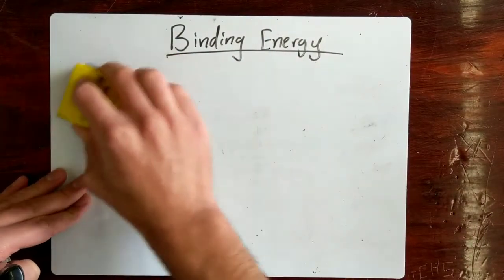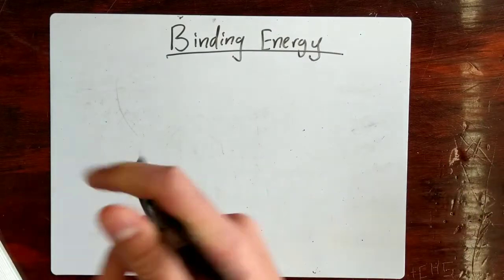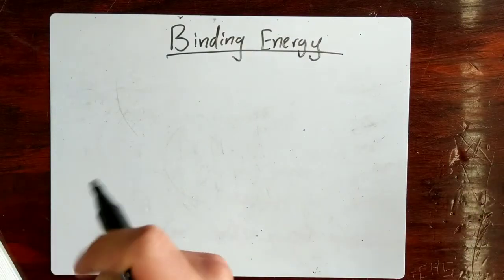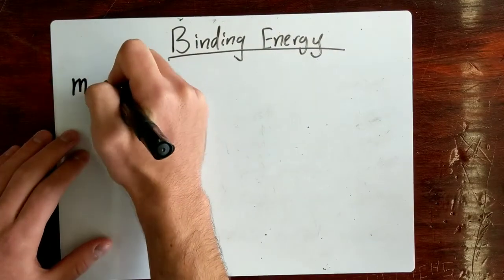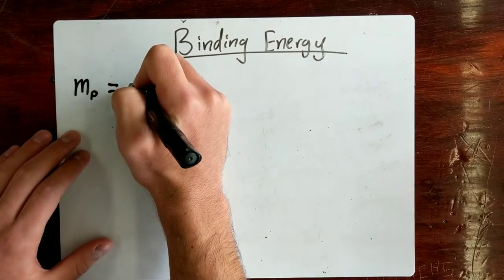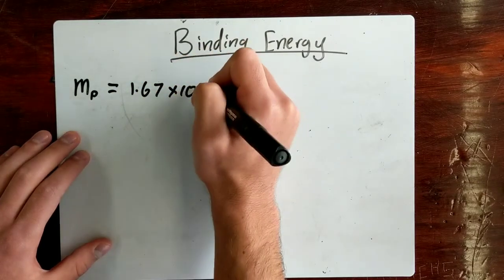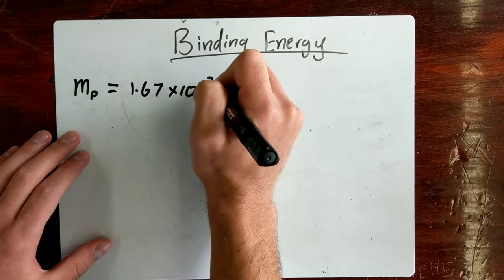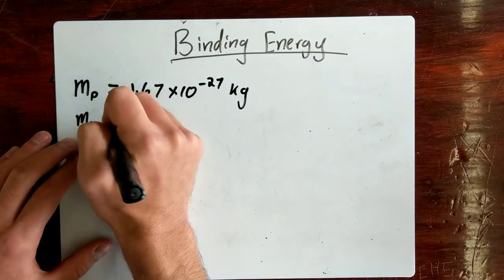If you look at your formula and data sheet, you will see that the mass of a proton is equal to roughly 1.67 times 10 to the negative 27 kilograms, and the mass of a neutron is the same.